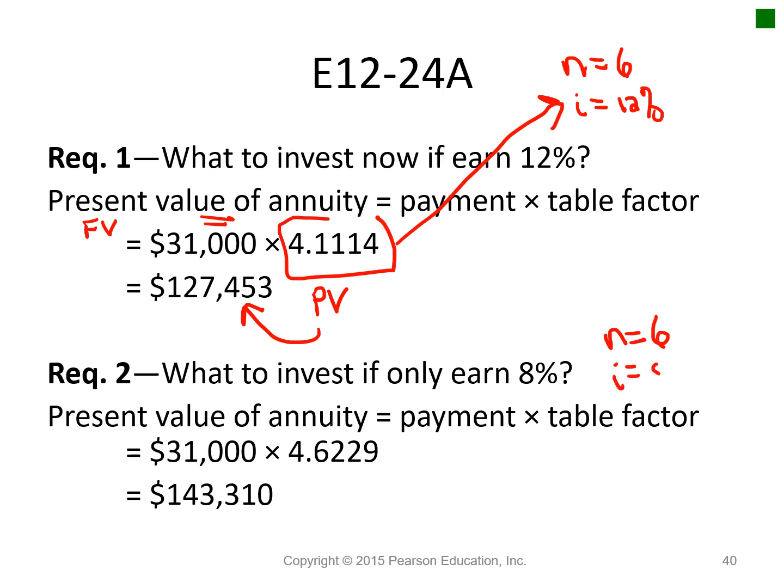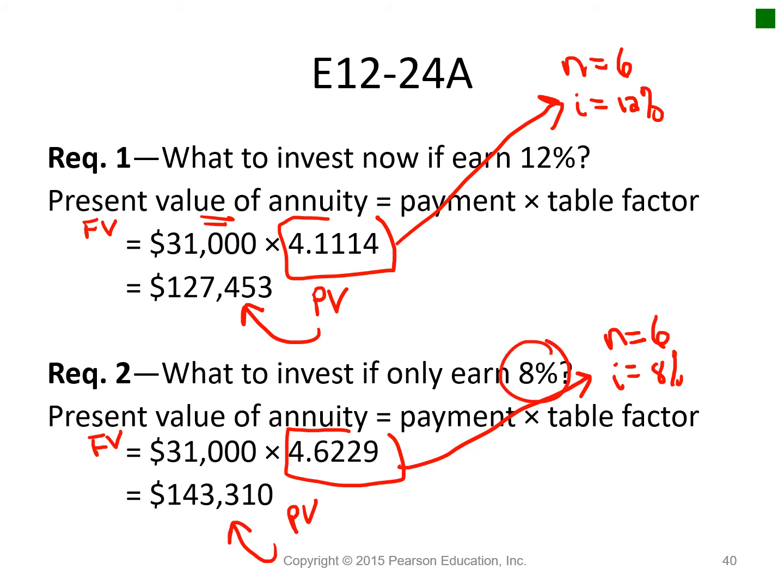And then on requirement 2, you're still using n is equal to 6. Your interest rate is now at 8%. That's going to change your table factor. Notice you just look it up, you get a different factor. And again, multiply that by your future value number of 31,000. That's your annuity. That converts that into a present value of $143,310. Notice she needs more money now if the interest rate goes down because you're not earning as much.